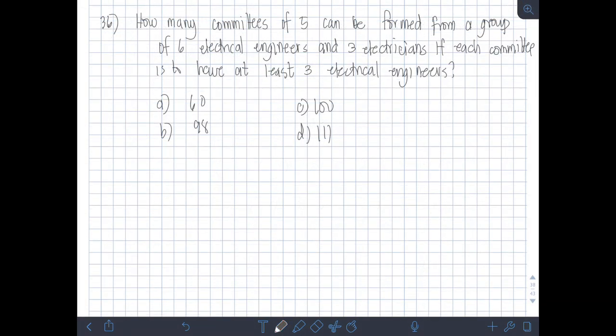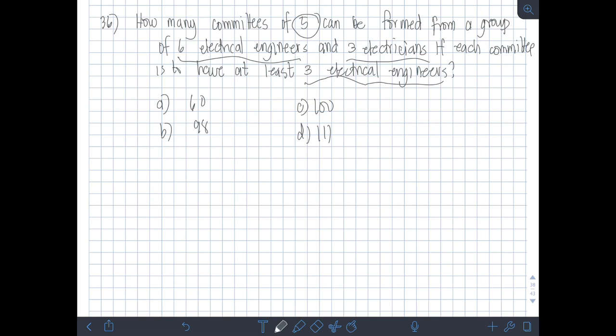Okay? Next, we have how many committees of 5 can be formed from a group of 6 electrical engineers and 3 electricians if each committee is to have at least 3 electrical engineers. So, bubuo tayo ng committee na may 5 members. Tapos, mamimili tayo sa 6 electrical engineers saka 3 electricians. Kaso sabi, dapat meron daw at least 3 electrical engineers dun sa 5. So, parang marami tayong cases.